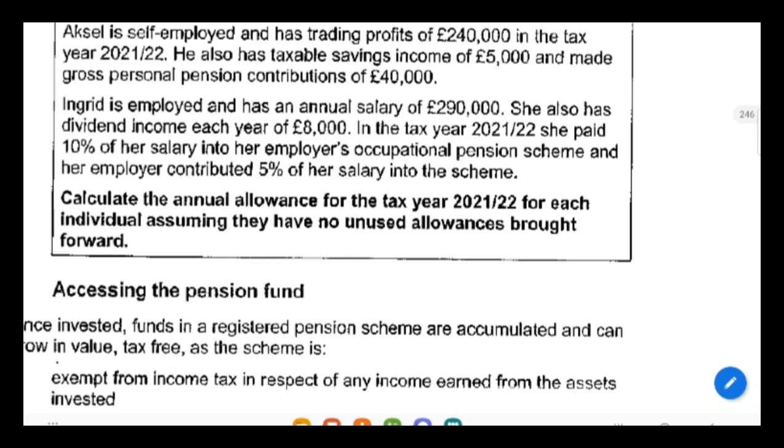In 21-22, she paid 10% of her salary into her employer's occupational pension scheme and her employer contributed 5% of her salary into the scheme. Remember, as her annual salary of 2,90,000 is given, we don't need to add back the 10% contribution by the employee. It is already included in this amount. So you have to add only the 5% contribution by the employer and the 8,000 of dividend.